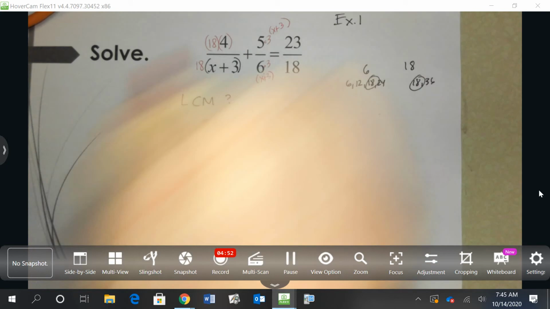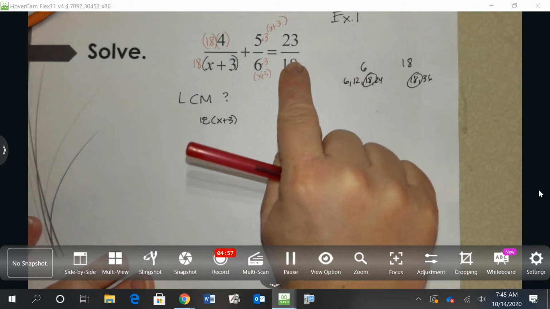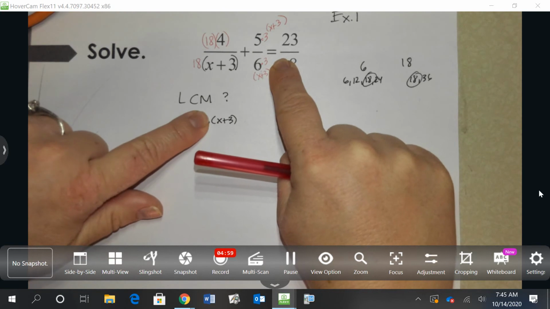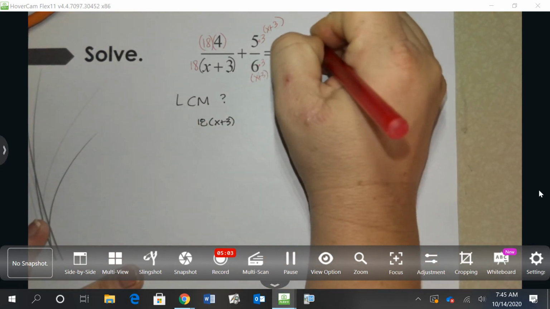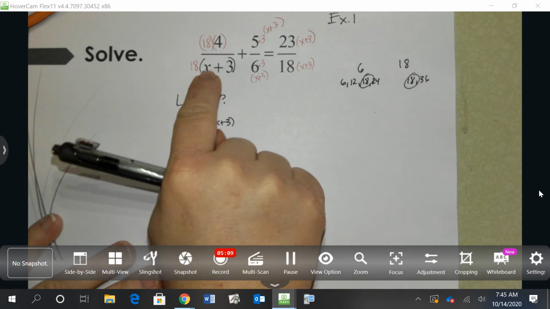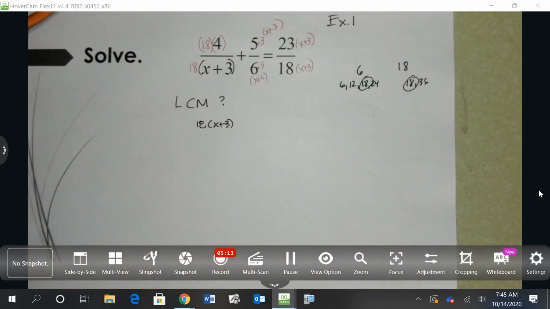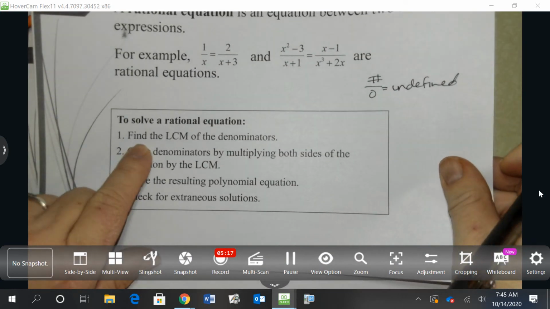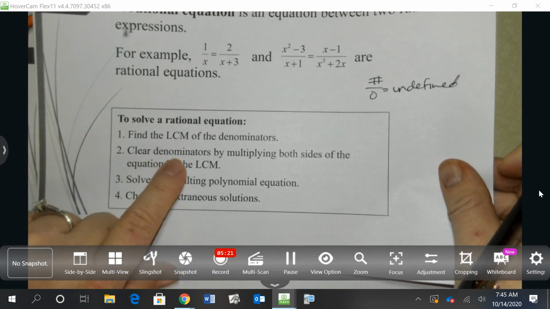In my final term in this equation, I cover up the 18, and I can see it's missing an x plus 3. Whatever you multiply by on the bottom, you must also multiply by on the top to keep the equation balanced. So I have 18(x plus 3) in each denominator. What have I just done? I've just determined the LCM of the denominators, and now I'm going to clear the denominators.